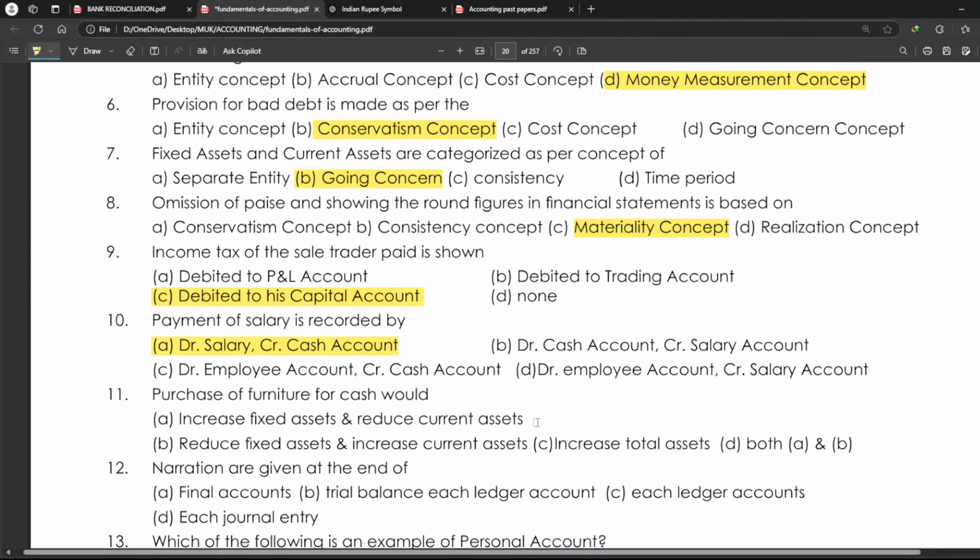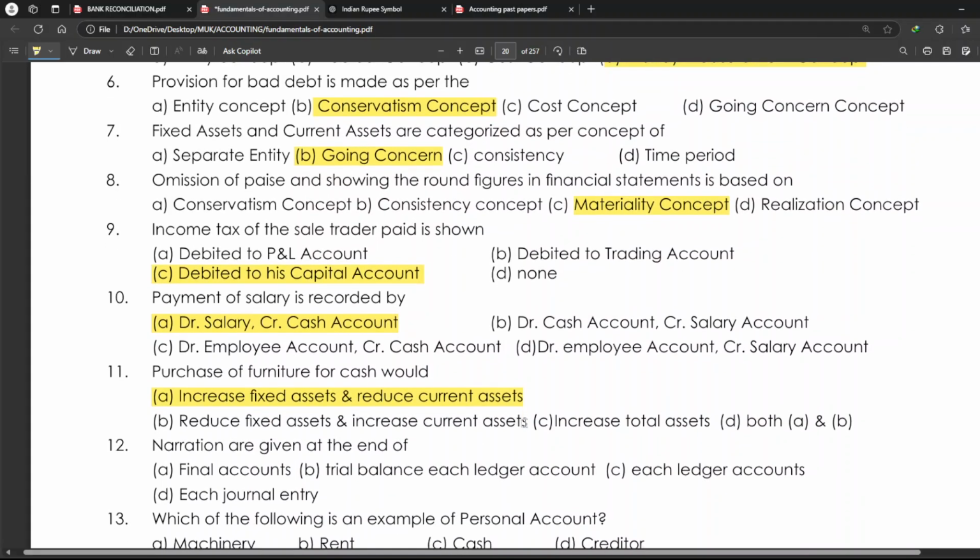So 11, purchase of furniture for cash. When we purchase furniture, which is an asset, it increases the fixed assets, while cash is a current asset, therefore it reduces. And we see that when we read through, the answer will be A, increase in fixed assets and reduce current assets.